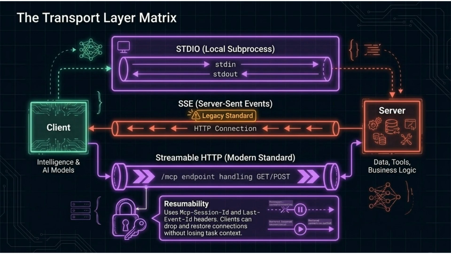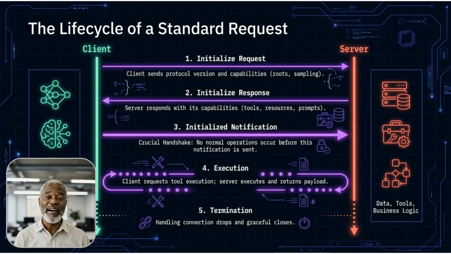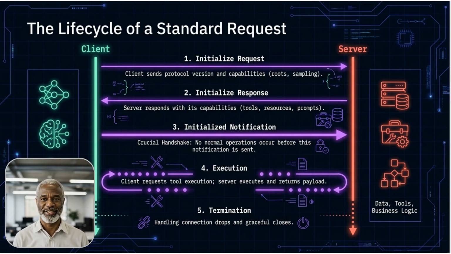The transport layer matrix details connection methods. The modern standard is streamable HTTP, which supports resumability. Legacy standards include SSE and the local subprocess option, STDIN/STDOUT. A standard request follows a five-step lifecycle. It starts with initialization by the client and a capability response from the server. Once the initialized notification is sent, the execution phase begins, followed by termination to handle graceful closes.